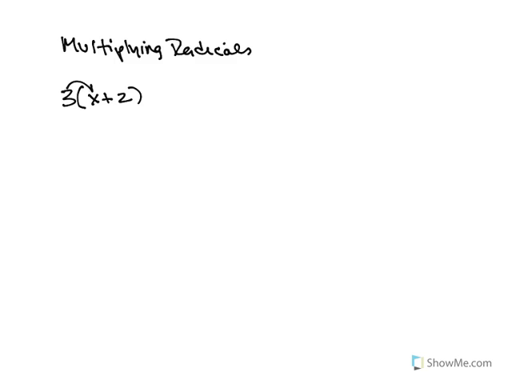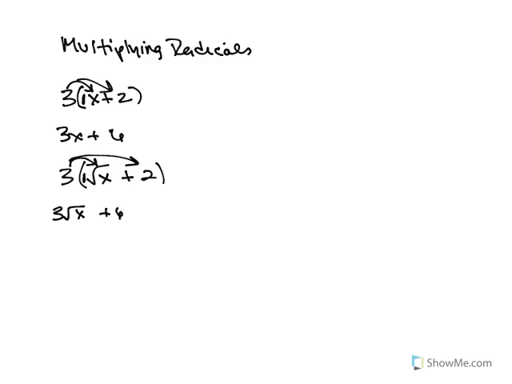3 times x plus 2. When we distribute, we would just distribute. So 3 times the x and then 3 times the 2. What we're doing now is really the same process. So the 3 is multiplying to the invisible coefficient 1, just like it multiplied to the invisible coefficient 1 on the regular x. So it would be 3 square root x plus 6.